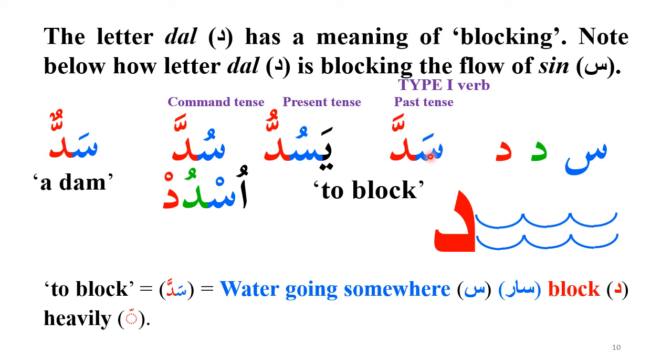For example, sadda means to block. And you can see the sin is like water, and this dal is blocking it. The dal is blocking the sara, or going somewhere, of the water. Water going somewhere, and then a block, heavily. The shadda is the doubling of the dal, which means the block is very heavy, as is shown in saddun, which means a dam.